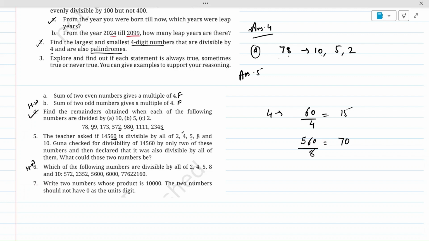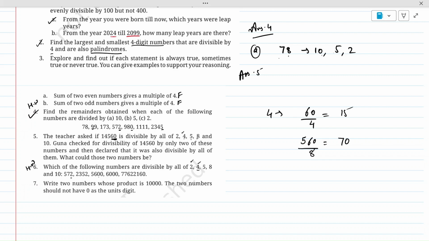Now, coming to 4, we will check the last two numbers. This will be divisible with 4, 52. 52 will also be divisible with 4. We have to check the last two numbers. So this also you have to check. You know how we have to check. To check with 2, we will have to check the even. For 4, the last two digits.